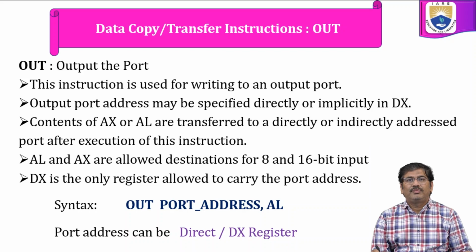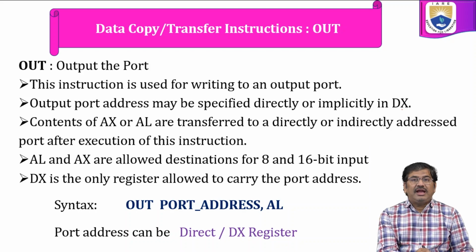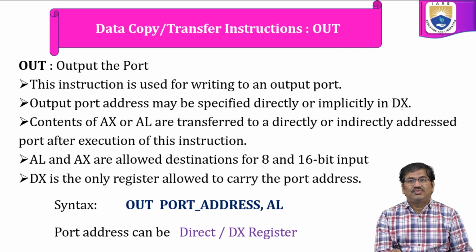to a port. This instruction is used for writing data to an output port. The output port address may be specified directly or implicitly in the DX register. The contents of AX or AL are transferred to the directly or indirectly addressed port after executing this instruction. The AL and AX registers are the allowed sources for 8-bit or 16-bit data.